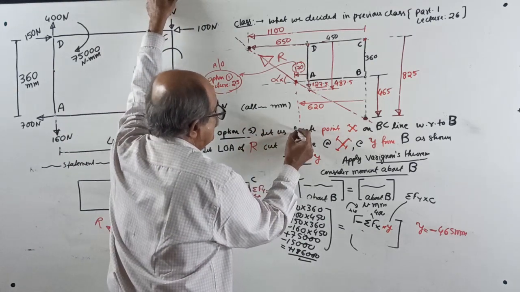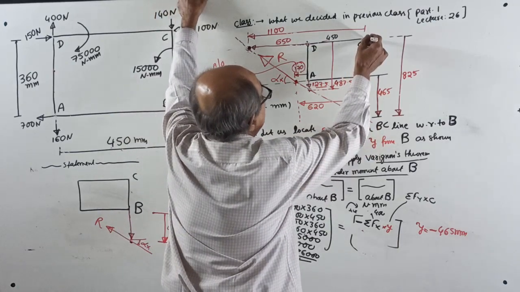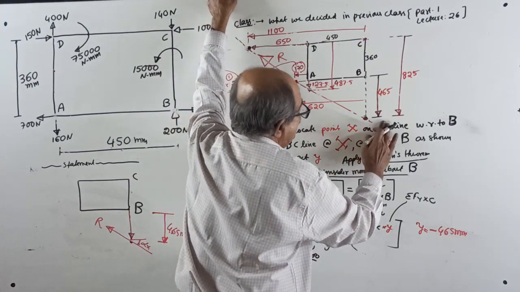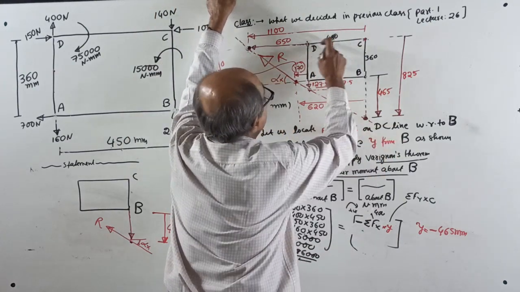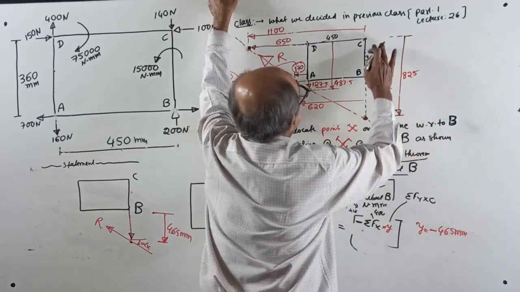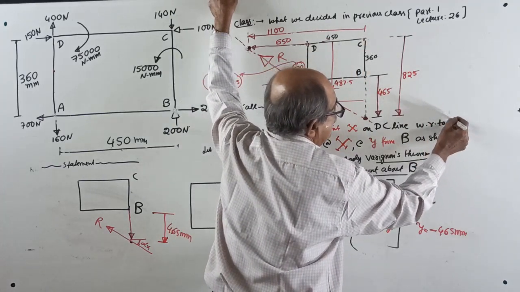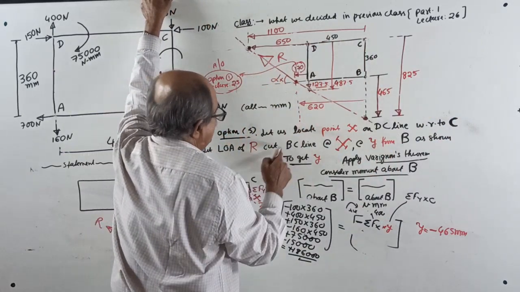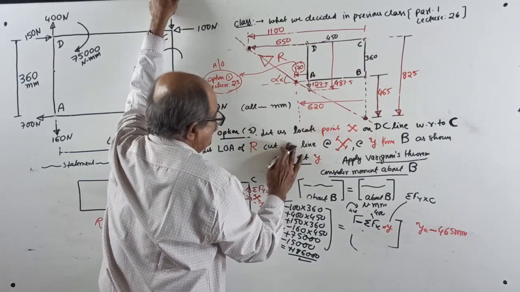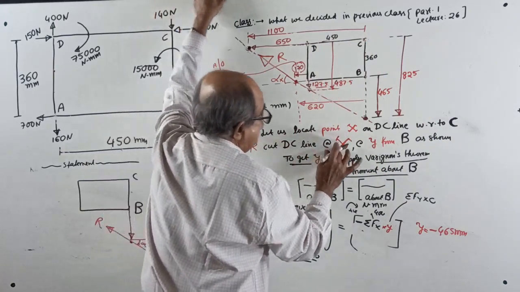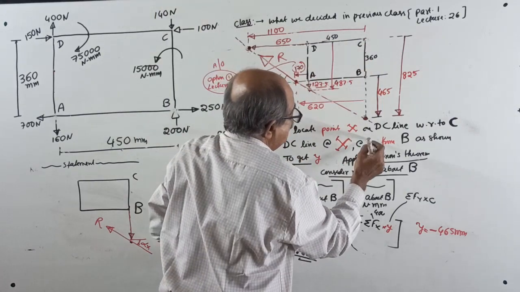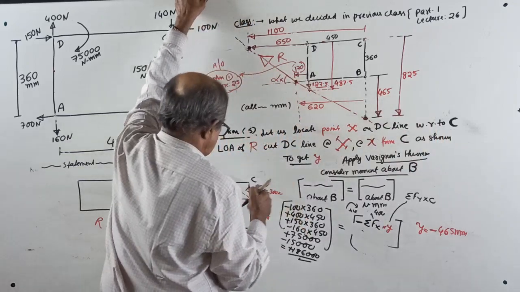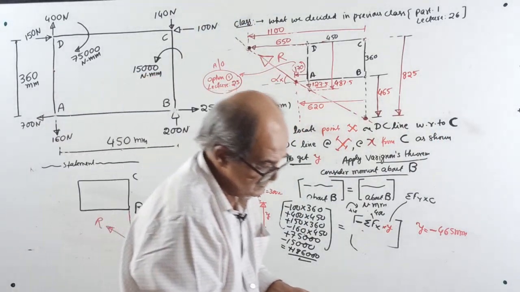Now, option 5. Let us locate the point x on the DC line, with respect to C. Let the line of action of the resultant cut the DC line at a point x, at distance x from C, as shown. Put a sketch.